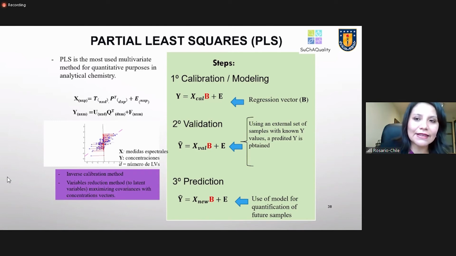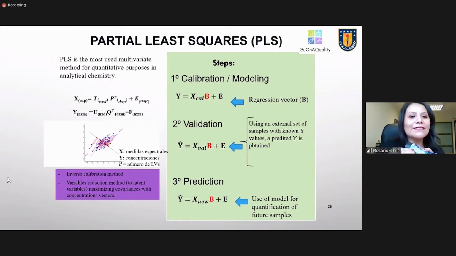Classical CLS is a direct calibration method, but partial least squares is an inverse multivariate calibration, okay? The decomposition is mathematically very similar to principal component analysis, but PCA gives us principal components, or factors, or vectors, and in this case these vectors have another requirement. These vectors should be highly correlated with the concentration.